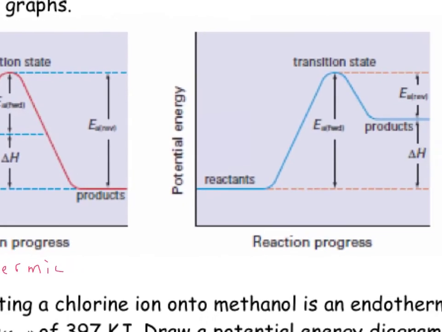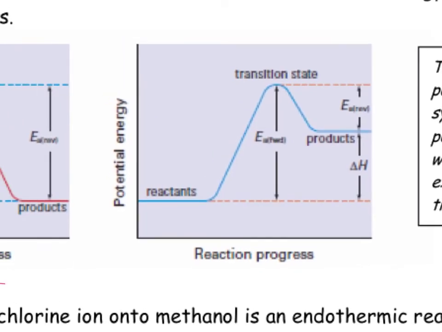Next door is an example of an endothermic graph. I know that because the energy of the products is greater than the energy of the reactants. That means that my system has gained energy.